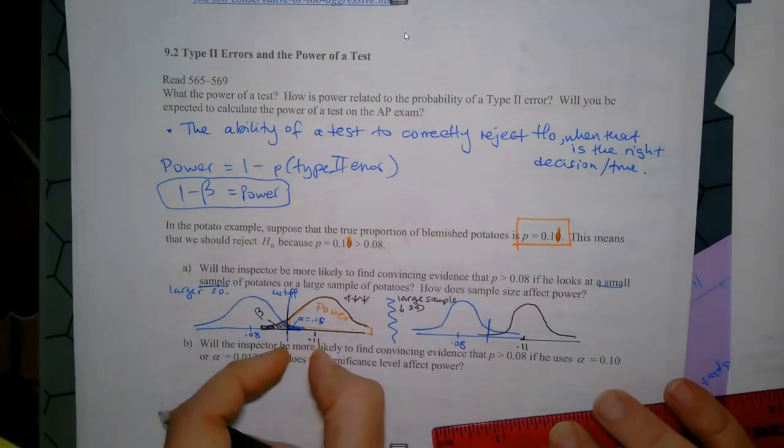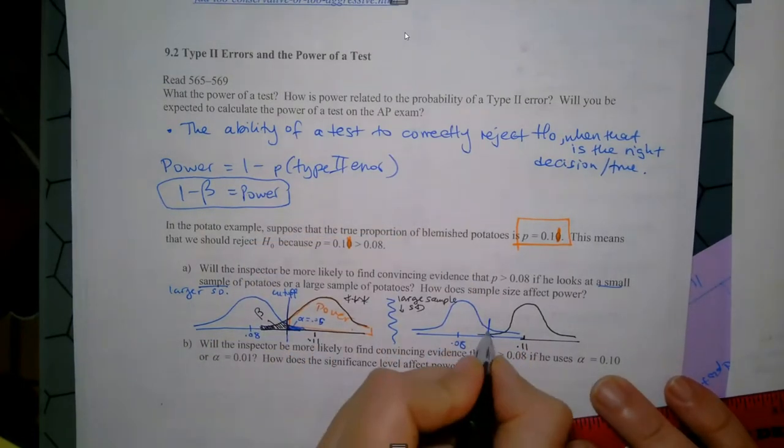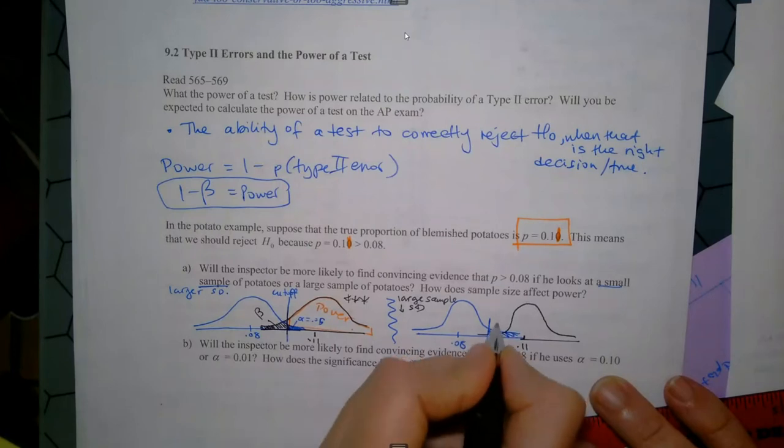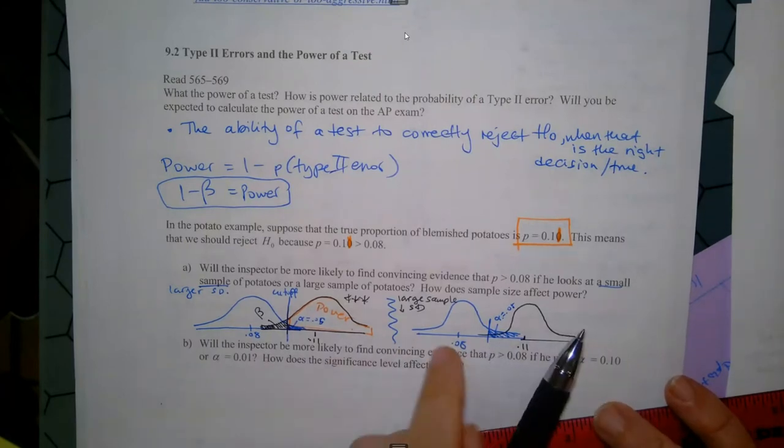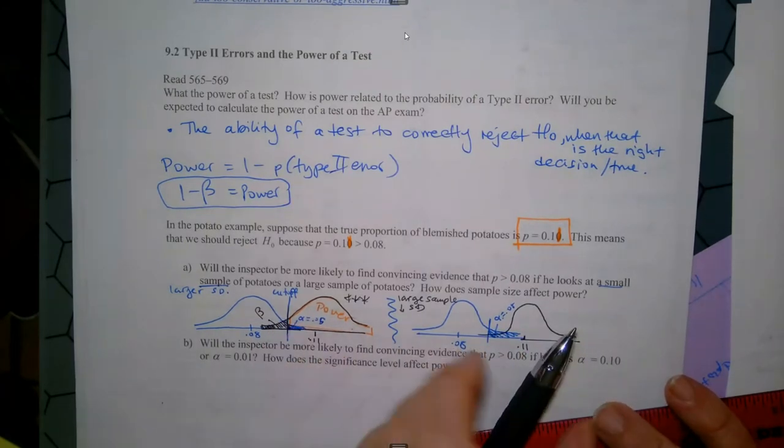So here it was closer to the 11%. Here it's kind of in the middle. So this is going to be 5% shaded. This is my alpha level. I will be able to tell the truck to go away at a smaller p hat on this graph than I would on this one.